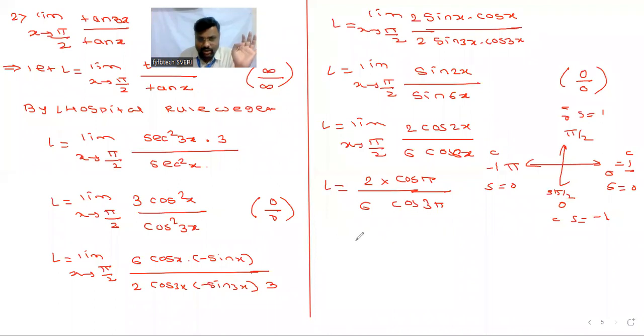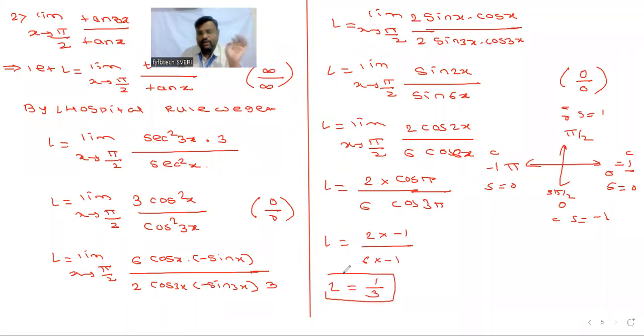So L equal to 2 times cos pi, minus 1, 6 times minus 1. So what do you get as the answer? L equal to 1 by 3. Okay, this is the way to find the limit.